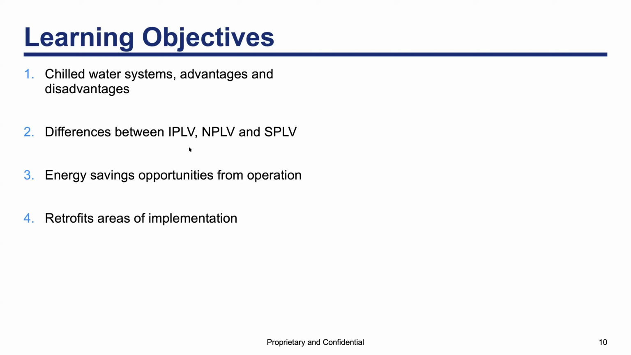The third section, energy savings opportunity from operation, is when we will present areas of improvement from the operational and technical standpoint. Most likely you will hear me saying things that are not new to any of you, but what happens is that sometimes we tend to forget some of these basic foundations or concepts. And lastly, retrofits, areas of implementation. We're going to discuss areas to consider or how to map the process of any energy efficiency improvement.